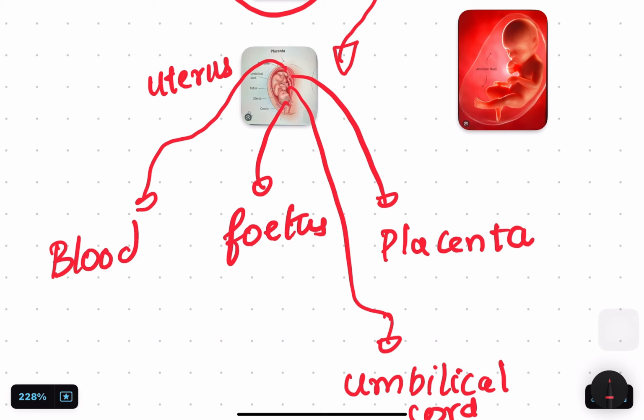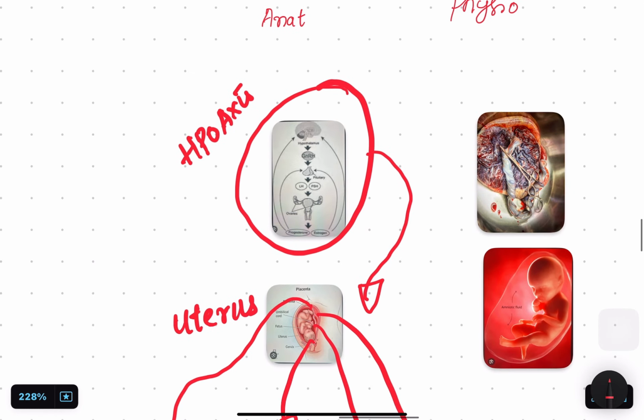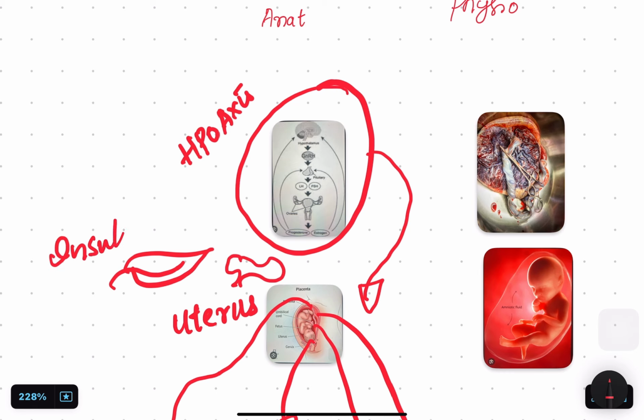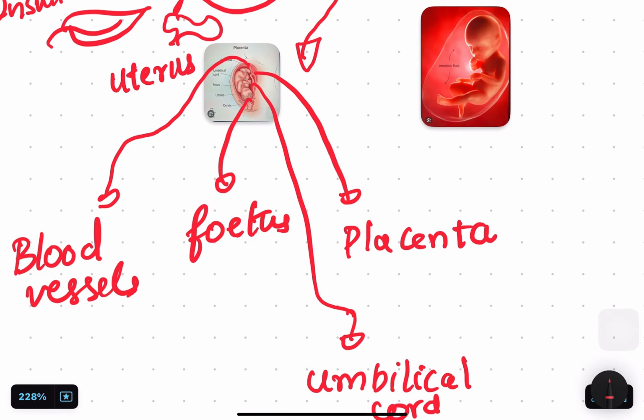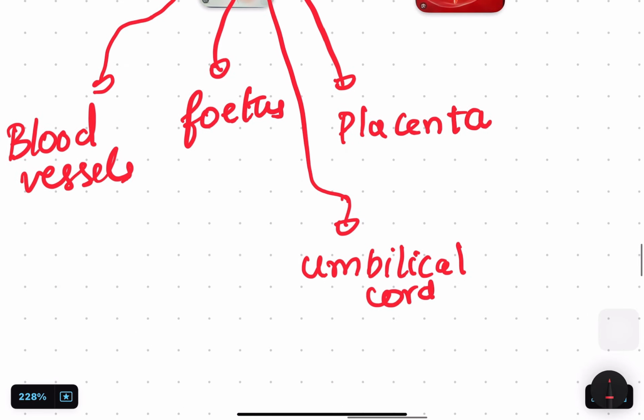So understanding the anatomy of the fetus, the placenta, the umbilical cord as well as the blood vessels is very important. See students, when it comes to MD subjects, physiology dominates, and when it comes to MS, anatomy dominates. This also influences endocrine, for example insulin and thyroid. Insulin and thyroid further influence the attachment of the fetus in the uterus with the components of placenta and umbilical cord. This is something which you know.